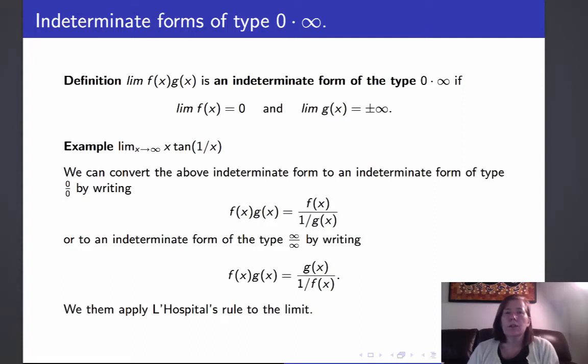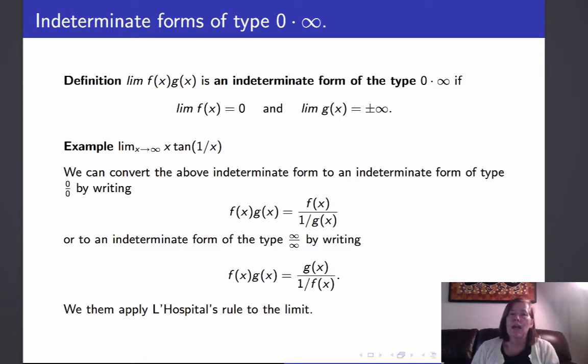Here we look at indeterminate forms of type 0 times infinity. And here we have the same tug of war going on. We have a limit of f of x times g of x, and the limit as x approaches whatever of f of x is 0, and the limit of g of x is either plus or minus infinity.